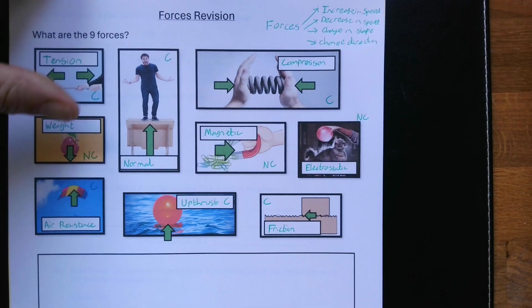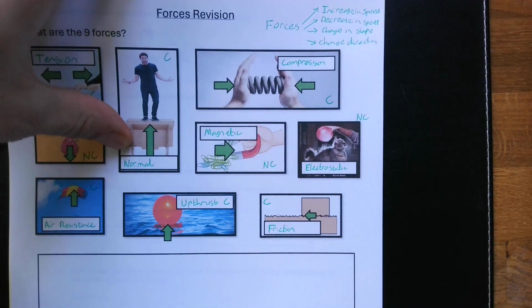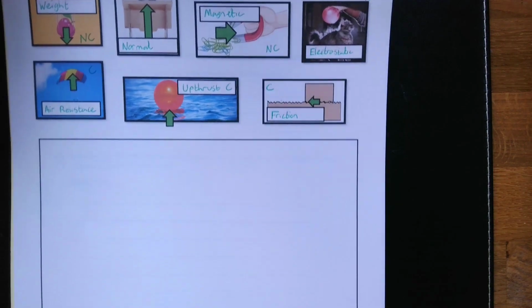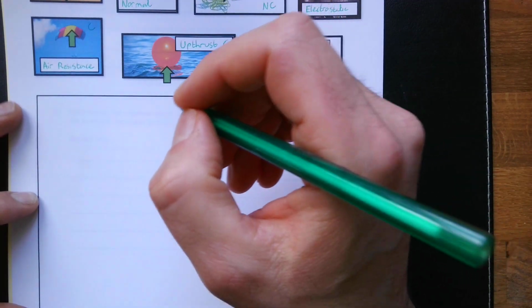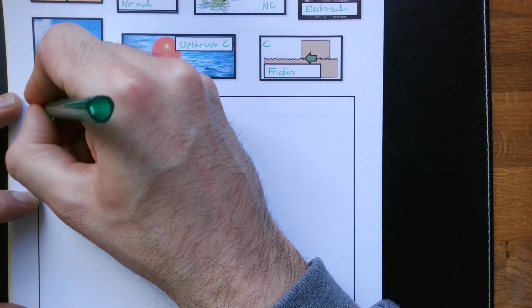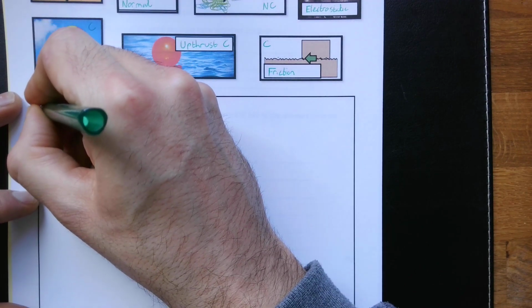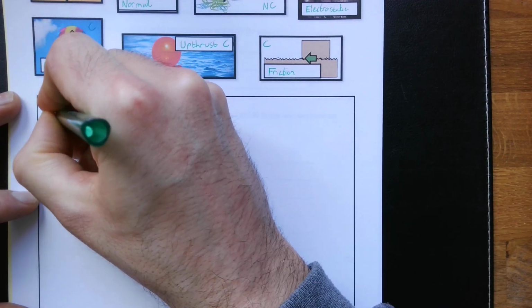Now, you've got the different forces. Now we need to look at what happens when the two forces interact. So, when the two forces interact, one of 3 things can happen. These are only going to be the answers that you need. Constant speed.